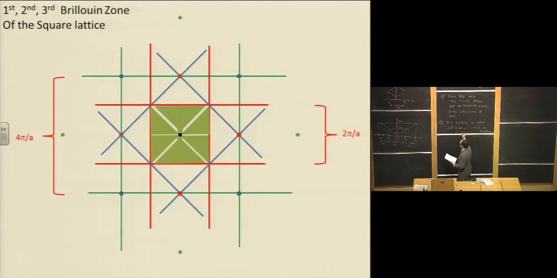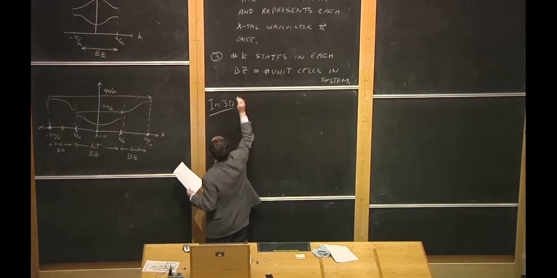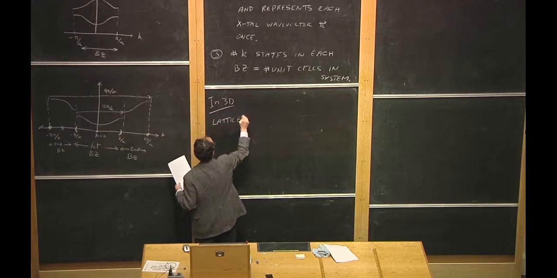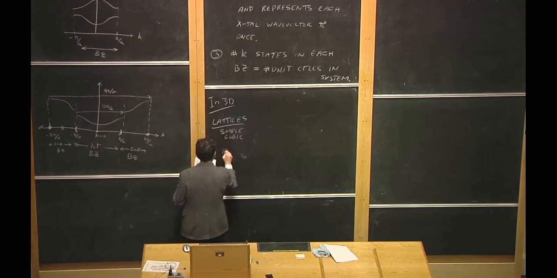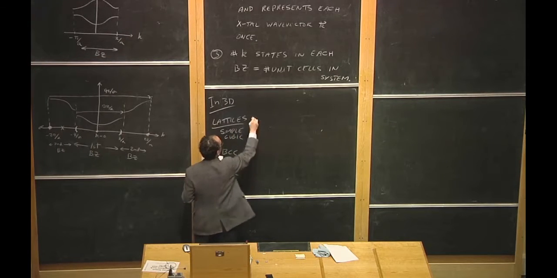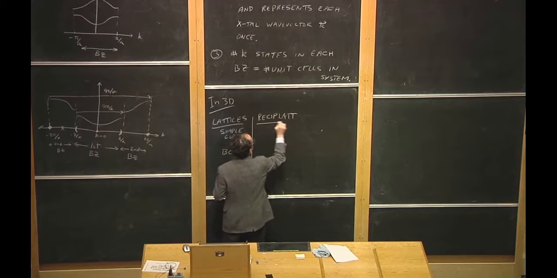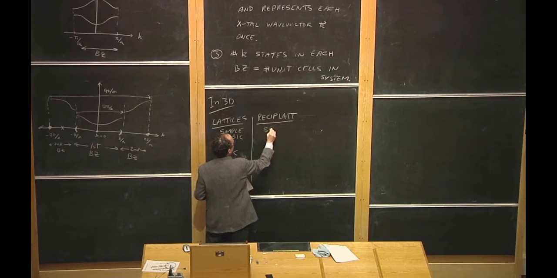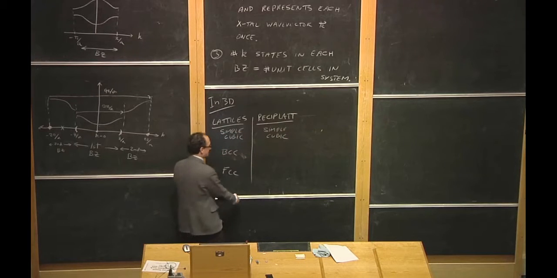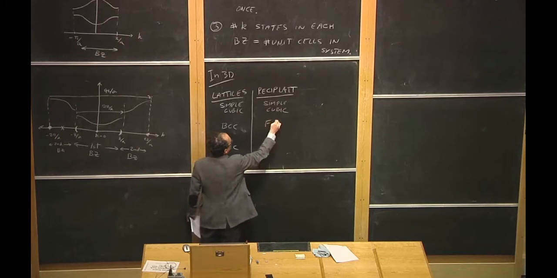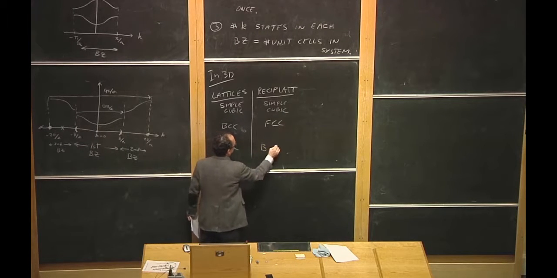Just a couple facts about Brillouin zones in 3D. So in 3D, let's write down a list of the lattices we're mainly interested in. We have simple cubic, we have BCC, and we have FCC. So the corresponding reciprocal lattices: a simple cubic lattice has a reciprocal lattice which is also simple cubic. The BCC lattice, this is something I mentioned, and I think it's a revision homework problem. The reciprocal lattice of a BCC lattice is FCC, and the reciprocal lattice of an FCC lattice is BCC.